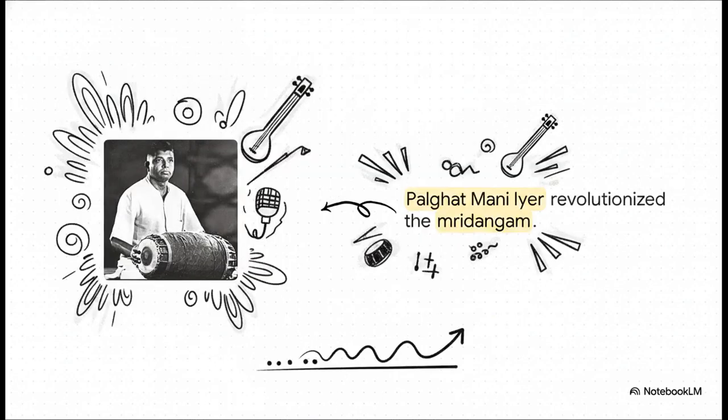Now let's head south and look at an absolute legend of rhythm. This is Palkat Mani Iyer. Get this, he gave his first public performance when he was just 10 years old. But what's really incredible about his legacy is how he completely changed the role of the Carnatic percussion instrument, the mridangam. Beforehand, the drummer essentially just sat there and kept the beat.